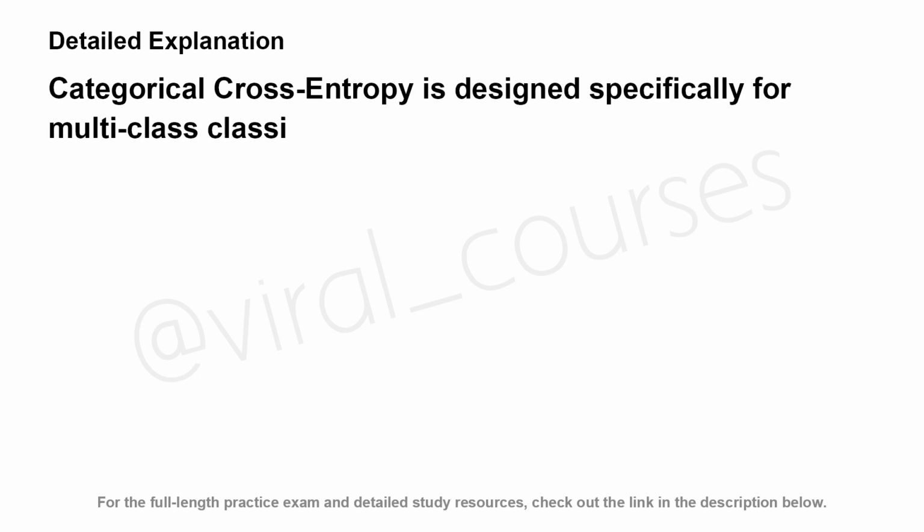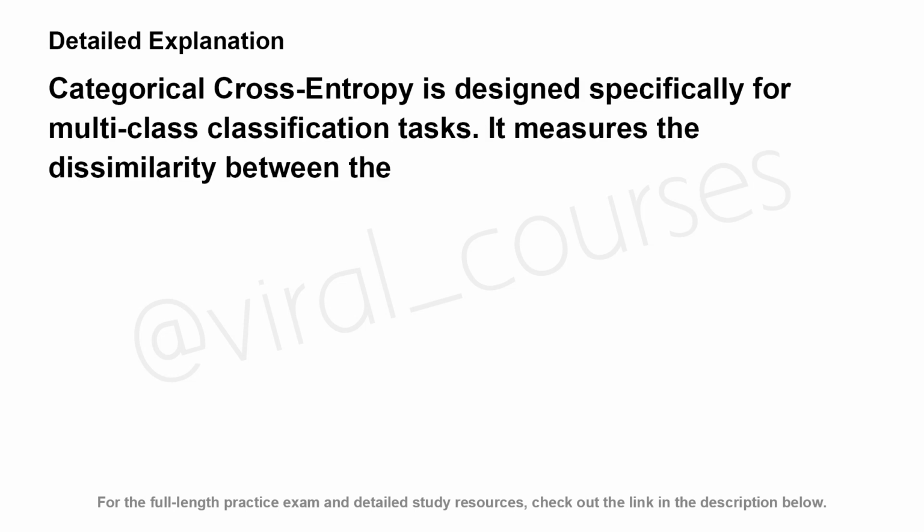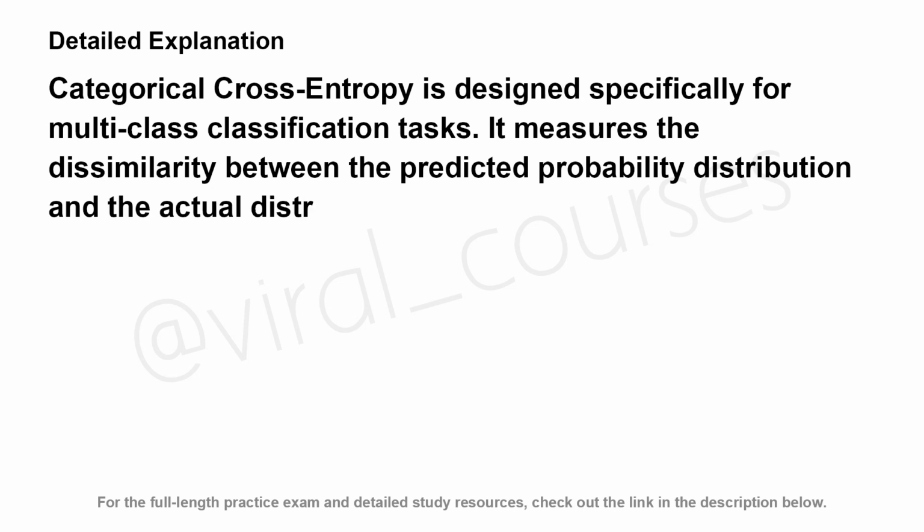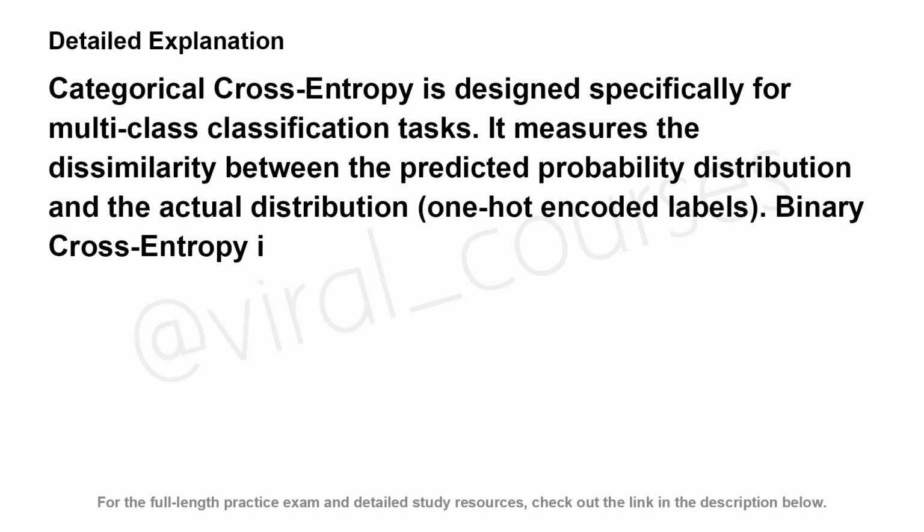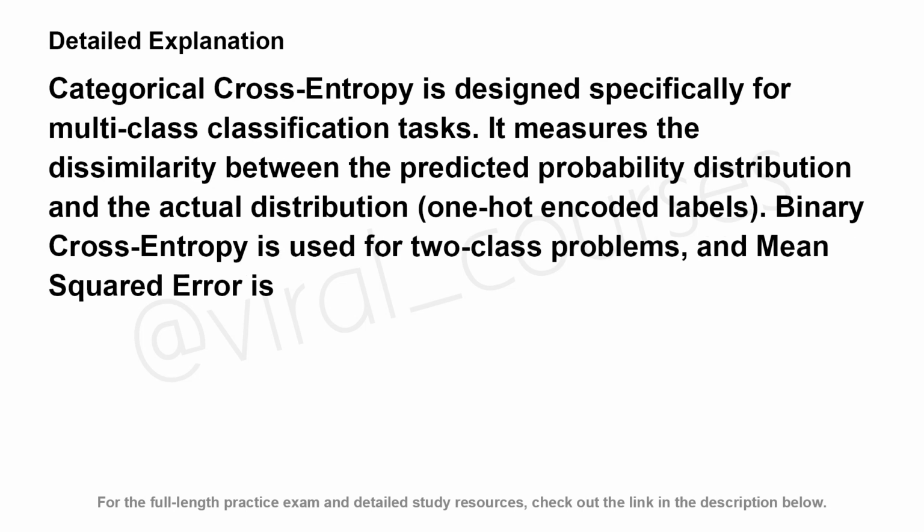Categorical cross entropy is designed specifically for multi-class classification tasks. It measures the dissimilarity between the predicted probability distribution and the actual distribution, using one-hot encoded labels. Binary cross entropy is used for two-class problems, and mean squared error is primarily for regression.